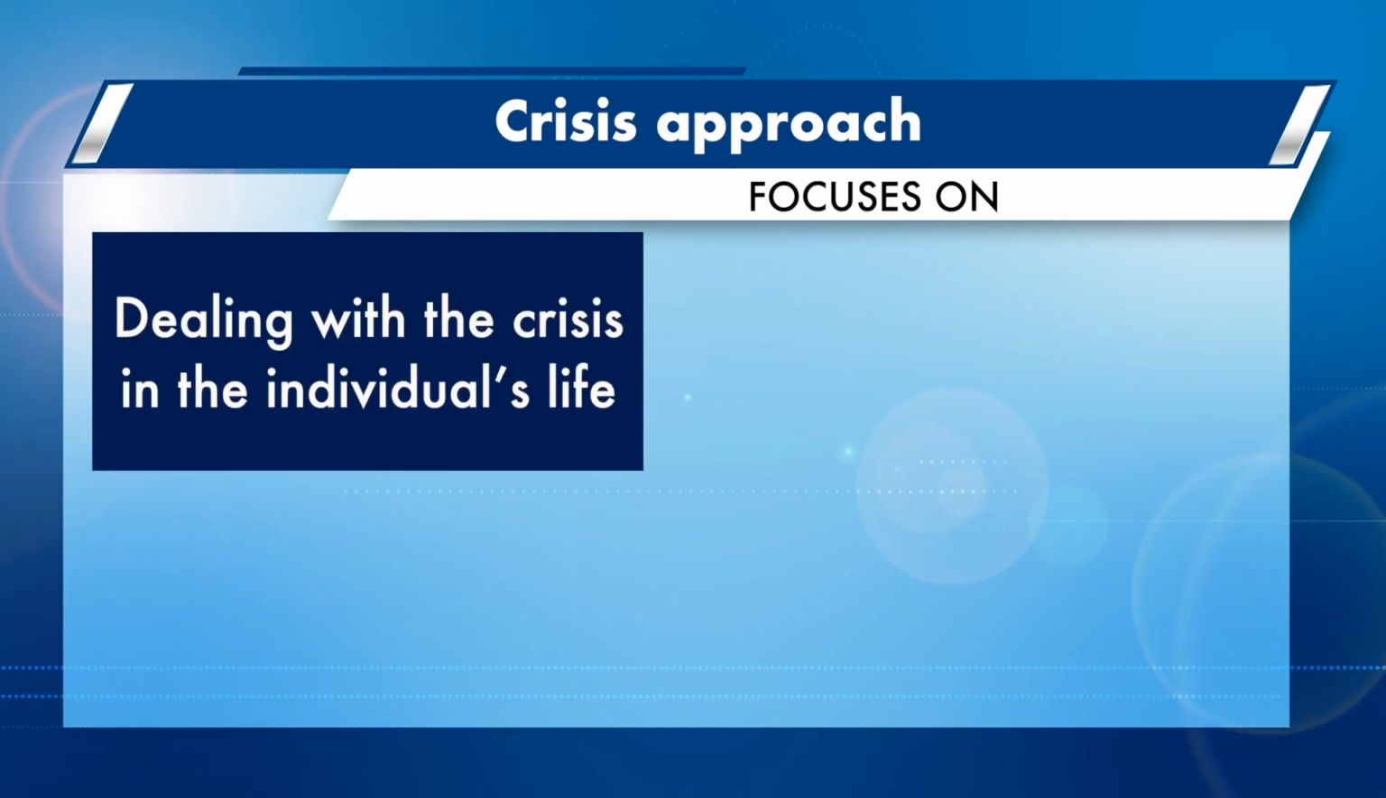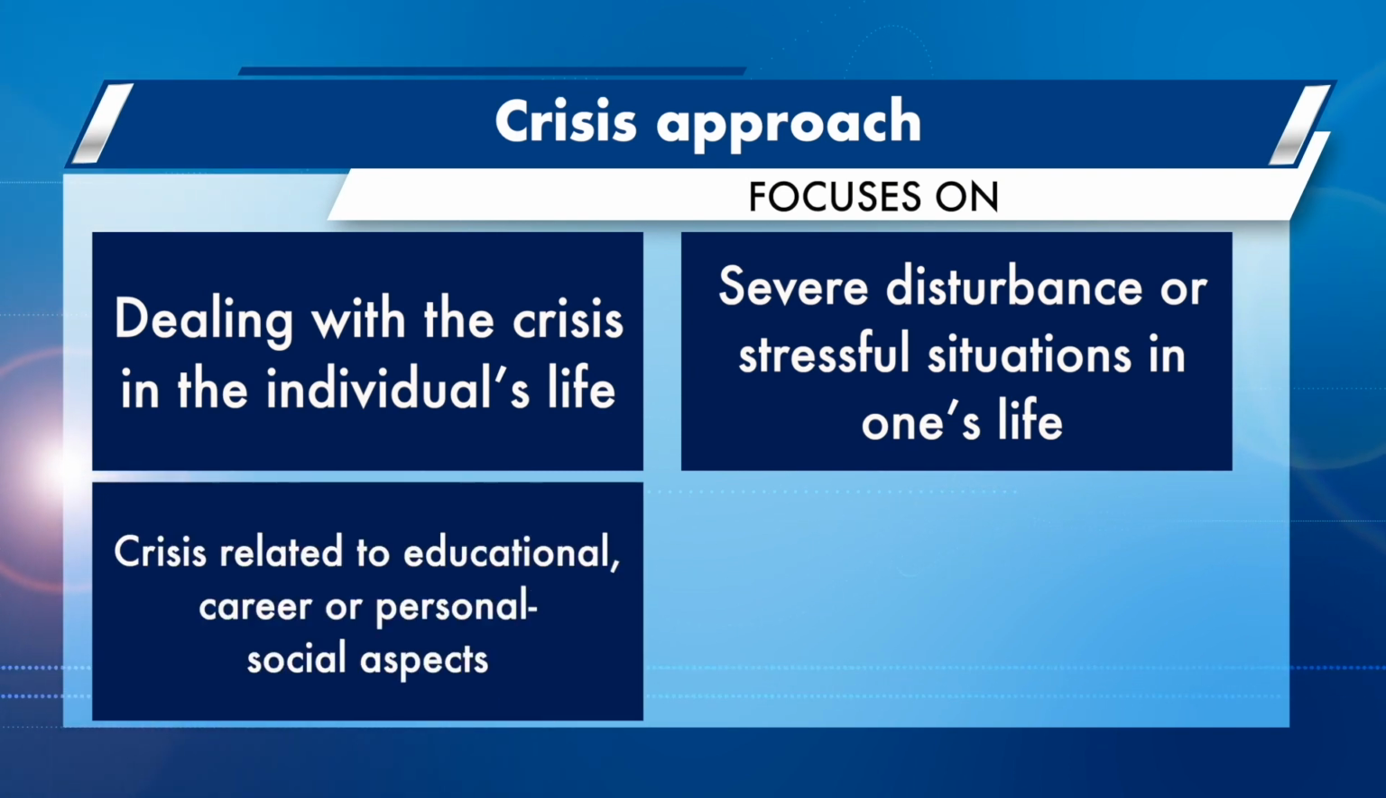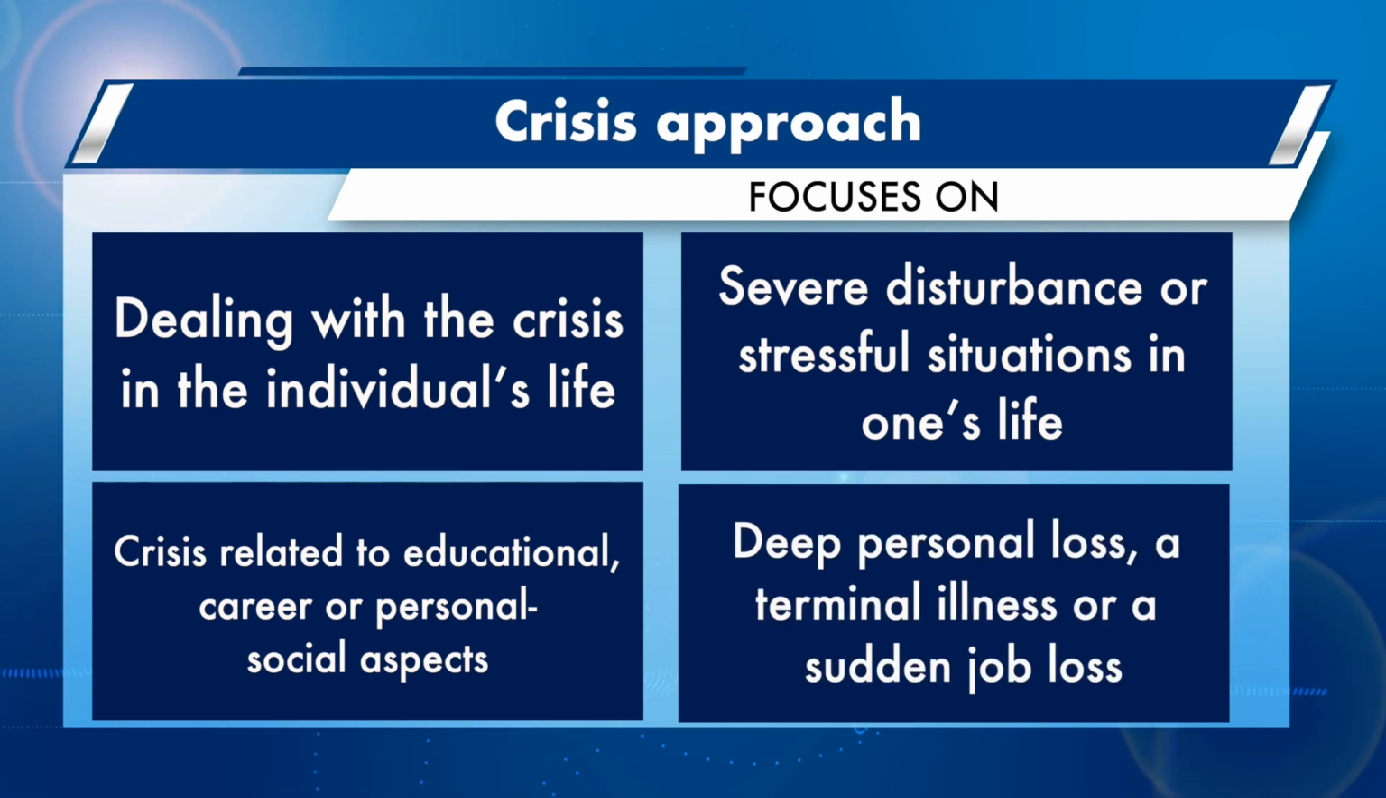Now, talking about crisis counseling, it focuses on dealing with the crisis in the individual's life. It indicates a severe disturbance or a stressful situation in the person's life that may relate to educational, career or personal social aspects. For example, a deep personal loss, a terminal illness or a sudden loss of a job. So these are all examples of crisis counseling, and it requires immediate attention.